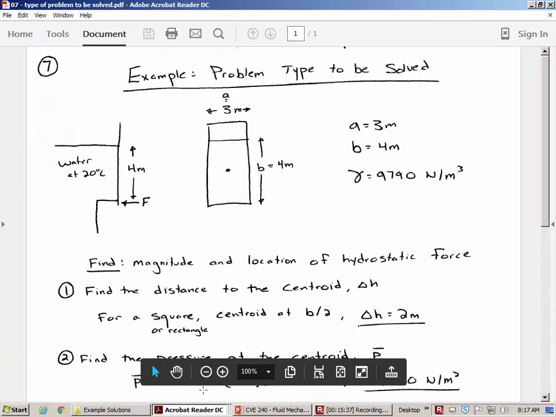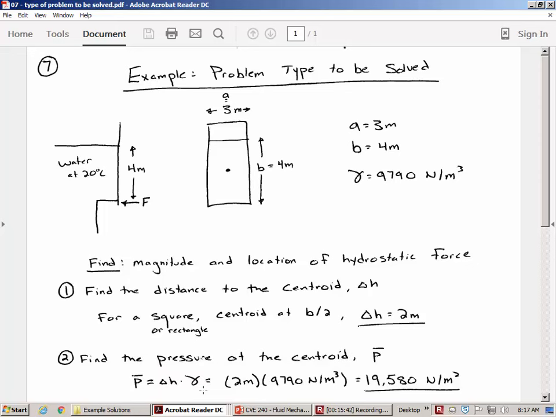First thing we do, step 1, find the distance to the centroid, delta H. So the centroid of the rectangle is going to be in the middle of it. So we can see from the water surface down to the middle is 2 meters. So you can see here I'm saying it's B divided by 2, so delta H is 2 meters. Step 2, find the pressure at the centroid. So we're going to apply the hydrostatic equation, delta H times gamma, and that's going to tell us what is the water pressure at the center of the plate.